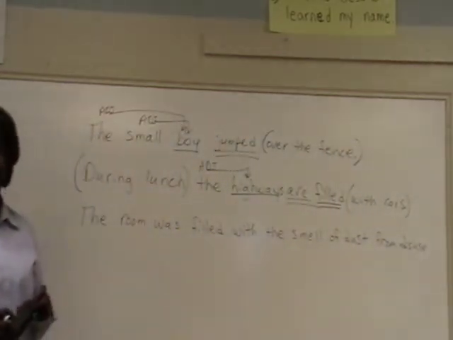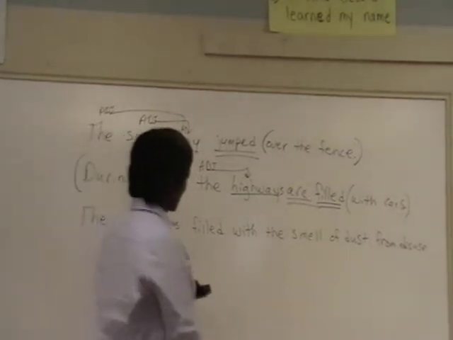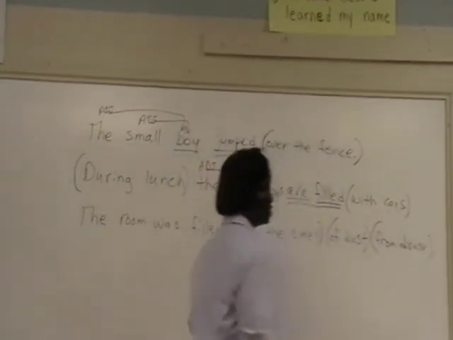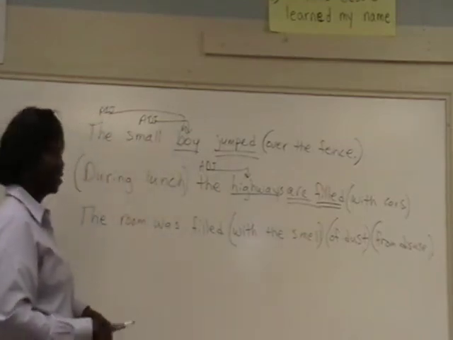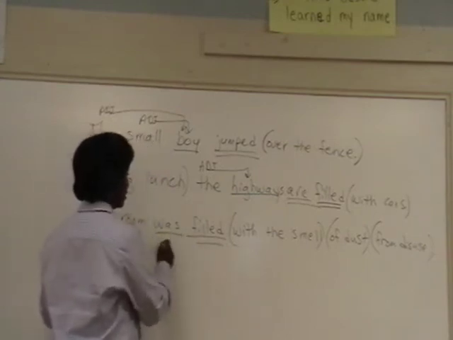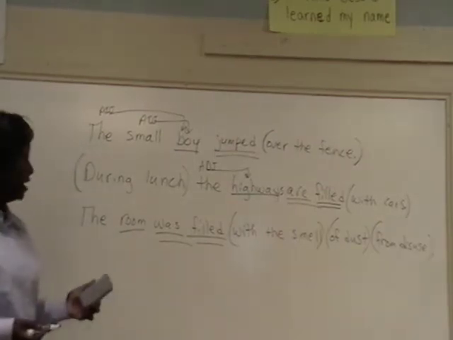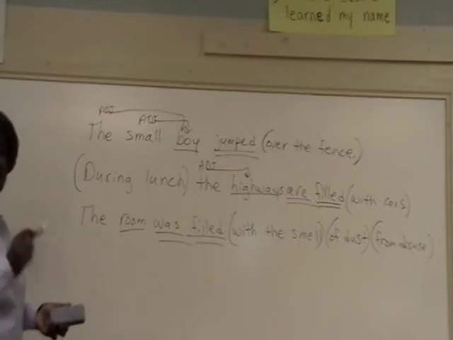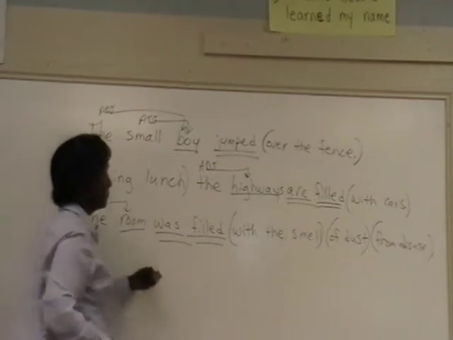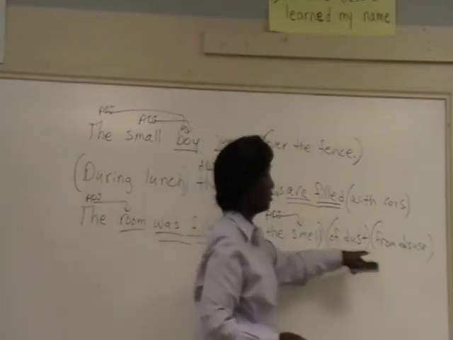Do you have any conjunctions? No, you do not. Do you have any prepositional phrases? Yes, you do. With the smell of dust from disuse. Next thing you're going to look for is your verbs. Filled, and then was, and then your subjects. Room. Now notice any nouns or pronouns that you have that will have something in front of it describing them. Room has the adjective the. Smell has the. And there's nothing in front of dust or disuse.